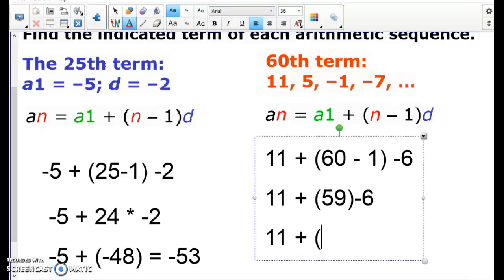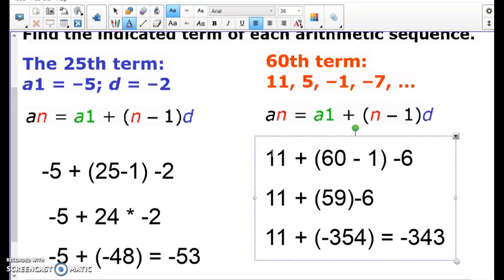And 59 times a -6 is going to be -354, which will then equal -343. So again, if I'm starting at 11 and going down 6 every time, by the time I get to that 60th term, it's going to be -343.